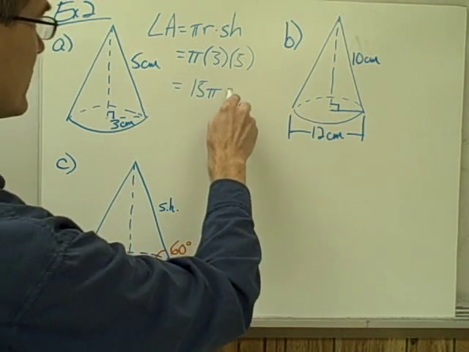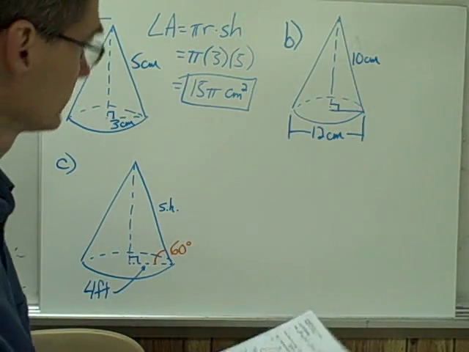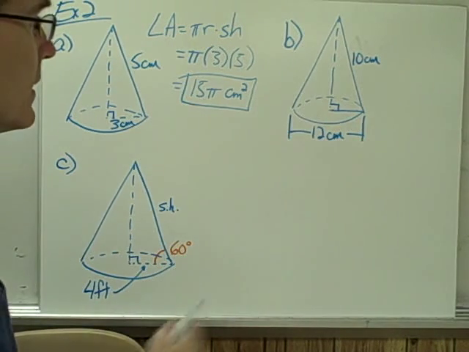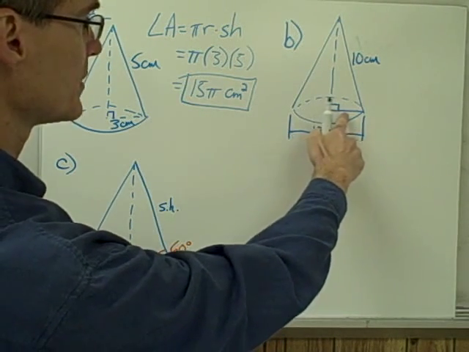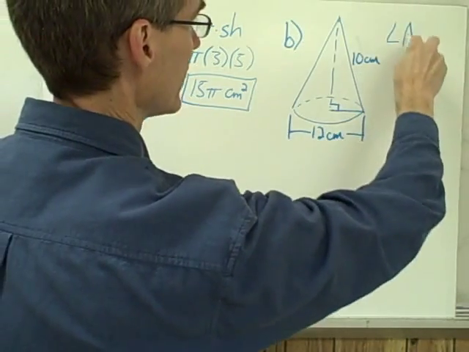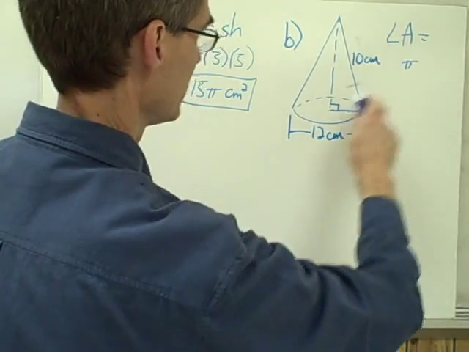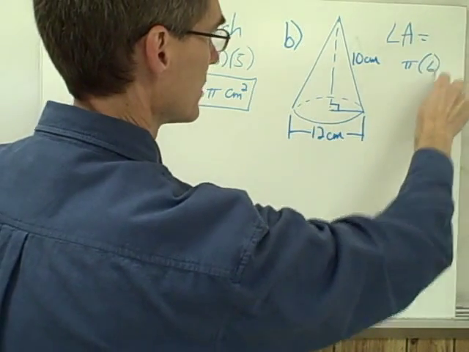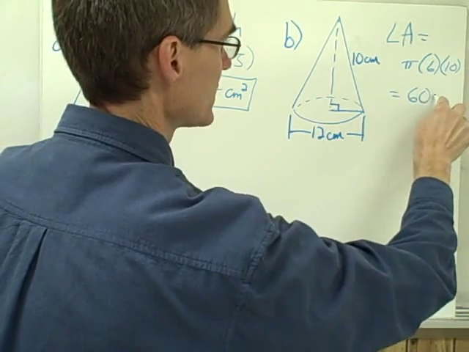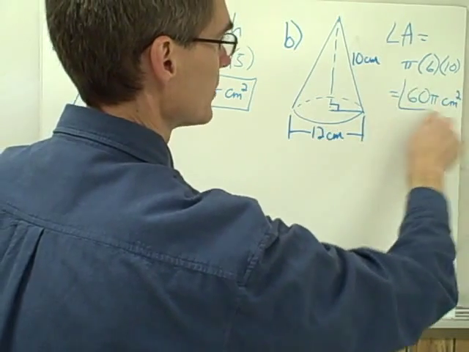See, this is area, so I've got square units. I want to calculate the lateral area for example 2b, and let's see again, I know my radius is going to be 6, half of my diameter. I've got my slant height here, so lateral area is pi times r times slant height. So pi, radius is 6, slant height is 10, and that gives me 60 pi, and again it's square centimeters.